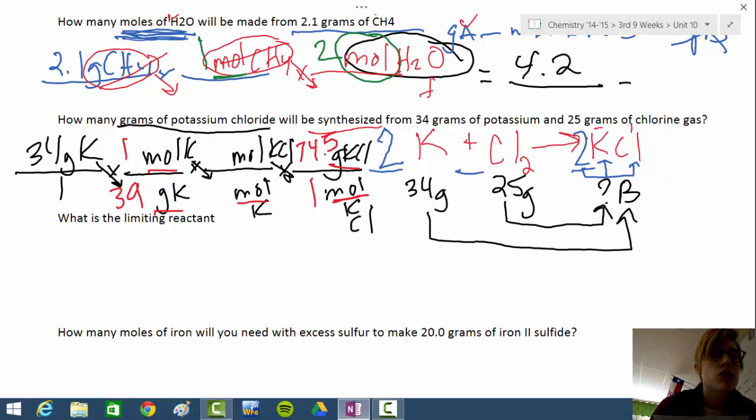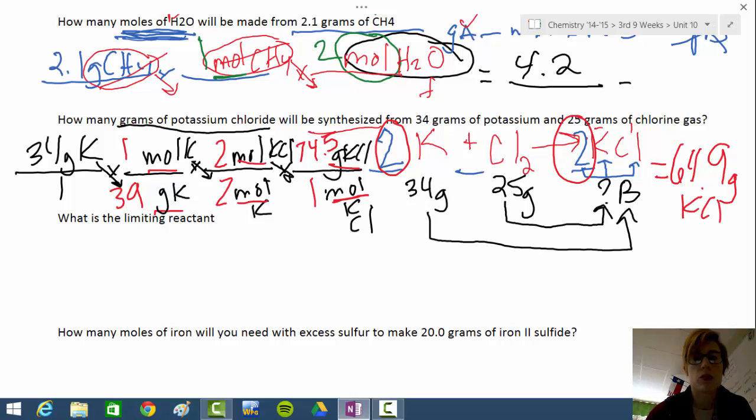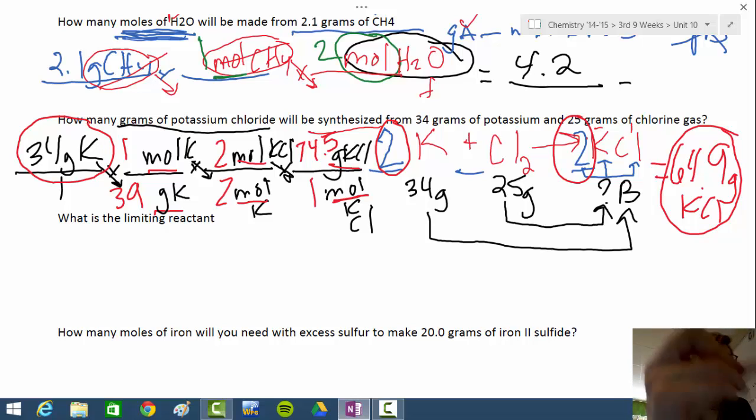Now, my last set of numbers are moles over moles, which means I get to use my coefficient. So, moles of K, I have 2 moles of K, so I put a 2 there. I have 2 moles of KCl, so I put a 2 here. And now I get to solve. So I'm going to do 34 times 2 times 74.5. I'm going to divide it, and then I'm going to put parentheses 39 times 2. So it looks kind of like this. I don't know if you can see it in the video, but anyway. And then I press enter, and my answer, it's super crowded, so I'm going to write my answer right here. 64.9 grams of potassium chloride will be made when I use 34 grams of potassium, okay?